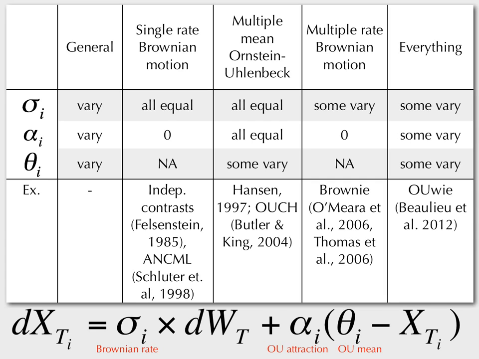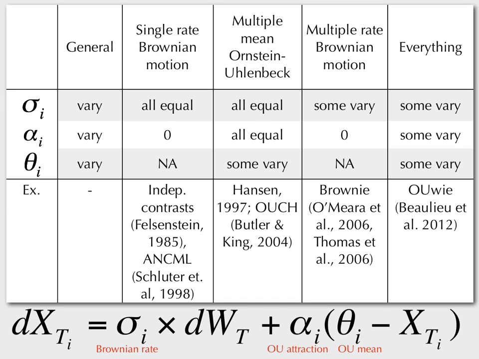Or now we have a method where we can have some variance. So we can say on this part of the tree I have one theta, on this part of the tree I have another theta, and on this part of the tree here I have one sigma and a different sigma here, and so forth, because now I can vary all of them.